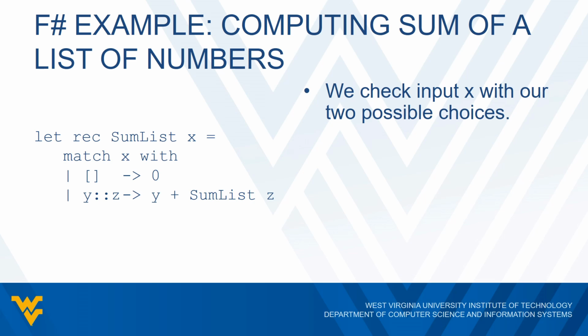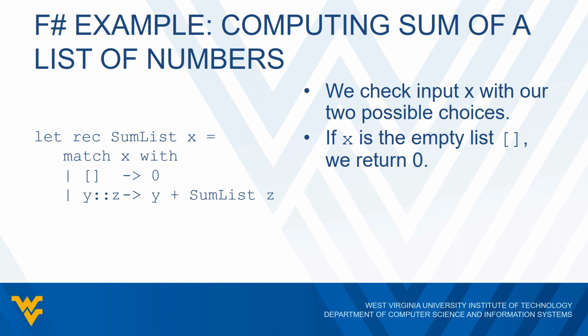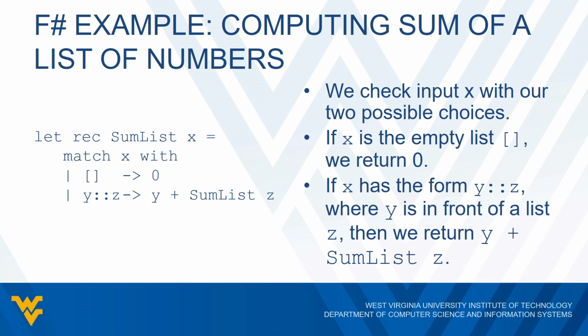So the whole point here is that we're going to check the input x against two possible choices. That's what the match x with part is. One choice is if x is the empty list, which is the empty square braces in our code, and the arrow to 0 means that we would return 0. Now, if it's the other one, so if x has the form y : z, which is the notation that we use for lists in F Sharp, then y is the front of the list and z is the rest of the list. We would return y plus sumList, with z as the argument of this function call.